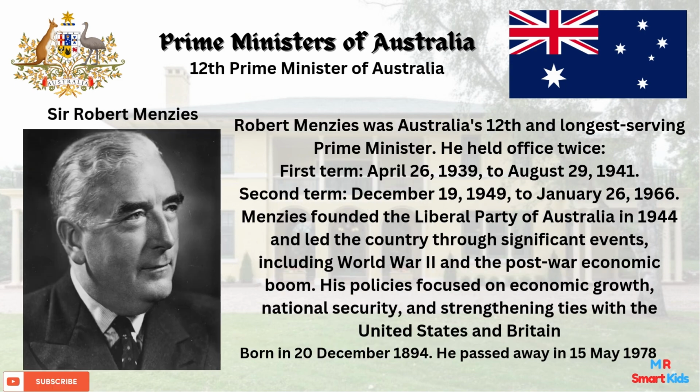Robert Menzies was Australia's 12th and longest-serving Prime Minister. He held office twice, first term April 26, 1939, to August 29, 1941. Second term, December 19, 1949, to January 26, 1966. Menzies founded the Liberal Party of Australia in 1944 and led the country through significant events, including World War II and the post-war economic boom. His policies focused on economic growth, national security, and strengthening ties with the United States and Britain. He was born on December 20, 1894. He passed away on May 15, 1978.